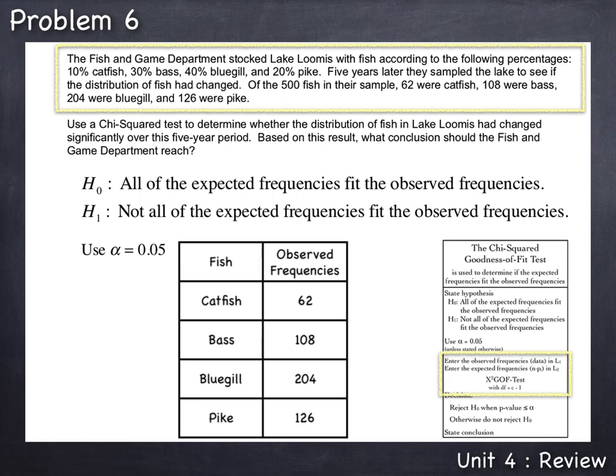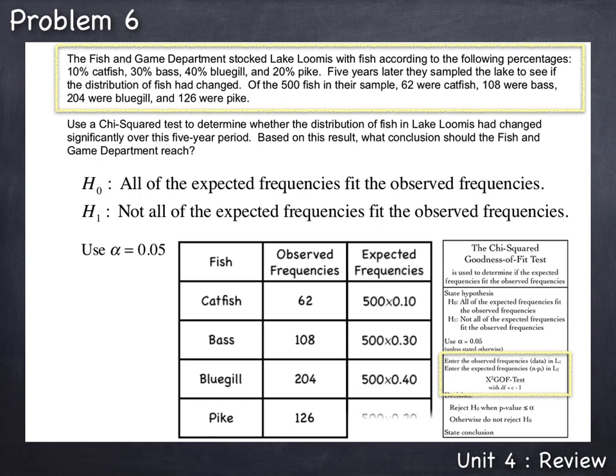we then turn to calculate the expected frequencies, which are calculated by taking n, the total sample size, times p, the hypothesized proportion or percentage. Here n, the total sample size, is the 500 fish that were in the sample. So we'll use n equals 500 to calculate each of these expected frequencies. Here the problem actually gave us the total sample size of 500.